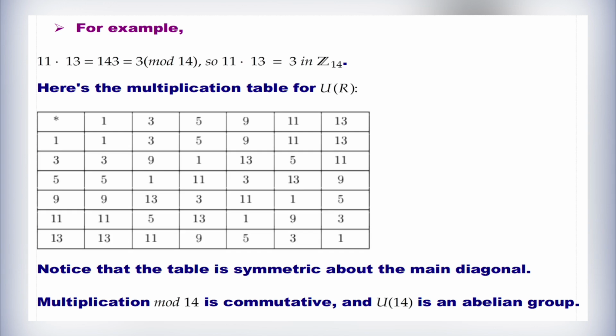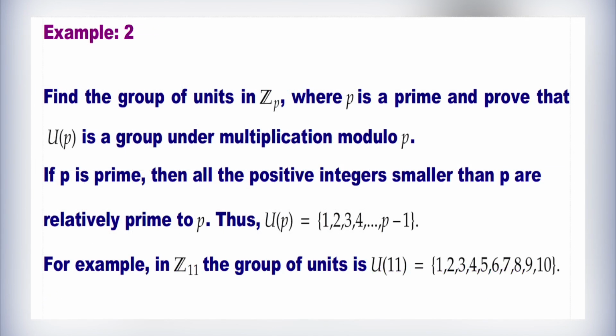Notice that the table is symmetric about the main diagonal. Multiplication mod 14 is commutative and U(14) is an abelian group. The second example is: find the group of units in Zp where p is a prime and prove that U(p) is a group under multiplication modulo p. If p is prime, then all the positive integers smaller than p are relatively prime to p. Thus, U(p) = {1, 2, 3, 4, etc. up to p − 1}.